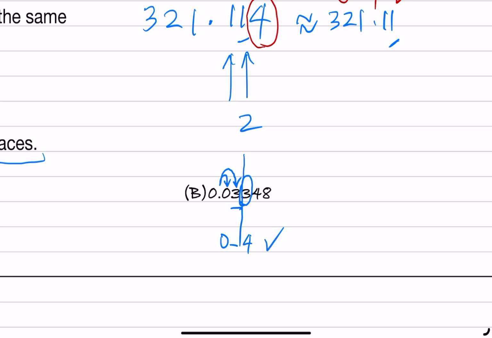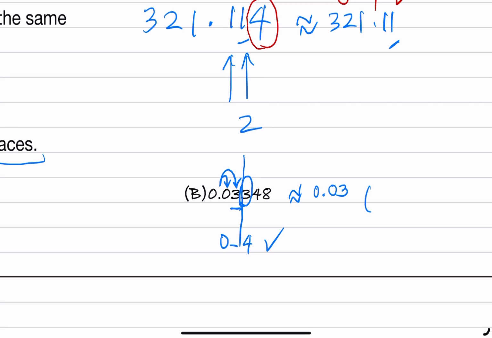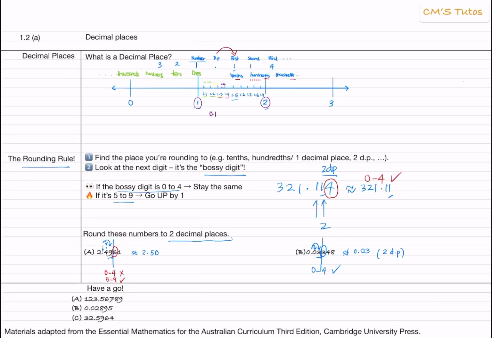So the number before our bossy digit is going to stay the same. Let's write this number now. It's 0.03, and that will be our answer. We have rounded to 2 decimal places. So I want you to have a go at a few examples at the bottom.